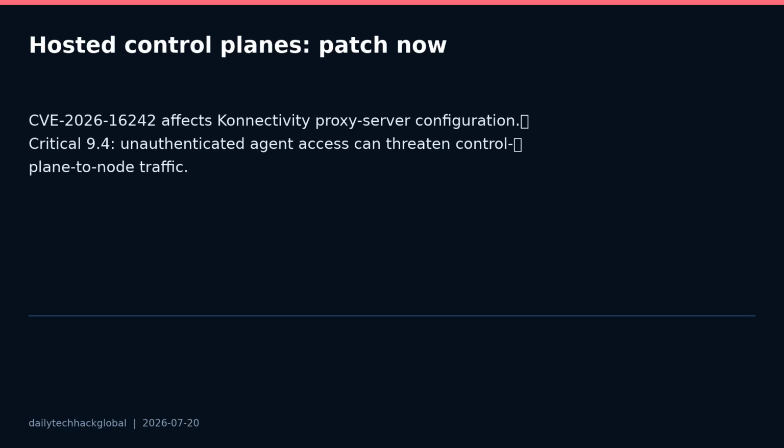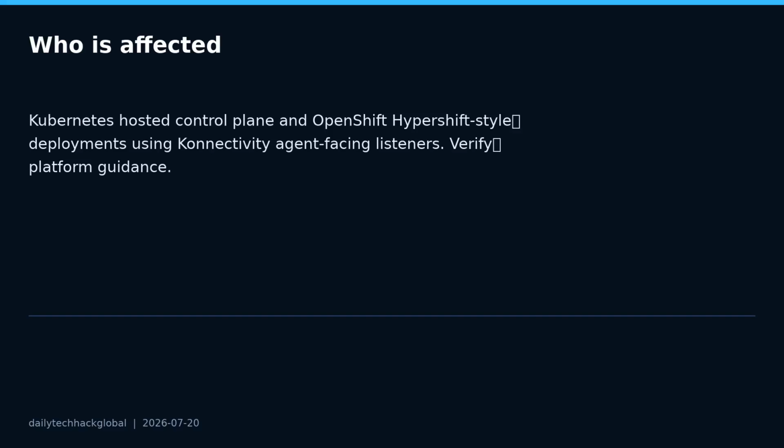Here is the Defender-focused version. Connectivity is used to bridge control plane communication to clusters and nodes, especially in hosted control plane models where management components are separated from worker infrastructure. NVD, using Red Hat source data, says the vulnerable configuration starts the agent-facing listener without the cluster CA certificate, and without token-based agent authentication. That means the proxy may fail to validate client certificates on the agent side. This briefing does not include exploit steps, commands, or payloads.